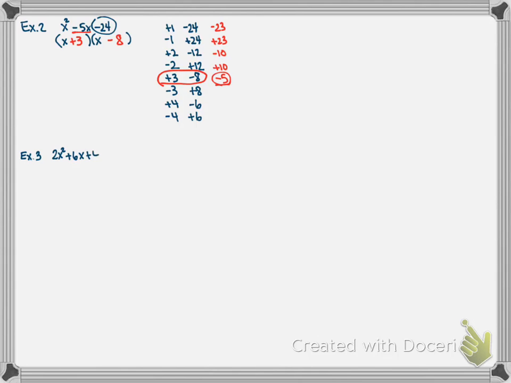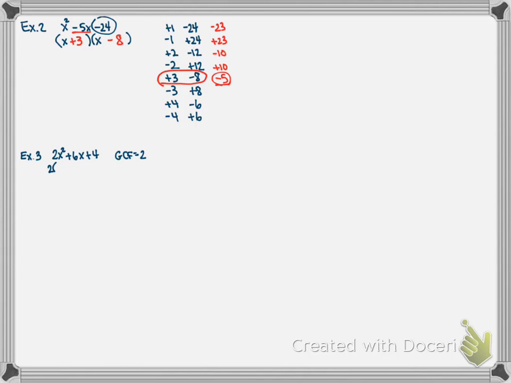Let's look at a third example. 2x squared plus 6x plus 4. First, factor out a GCF. What goes into 2, 6, and 4? 2 does. Write down our greatest common factor, then the parenthesis.